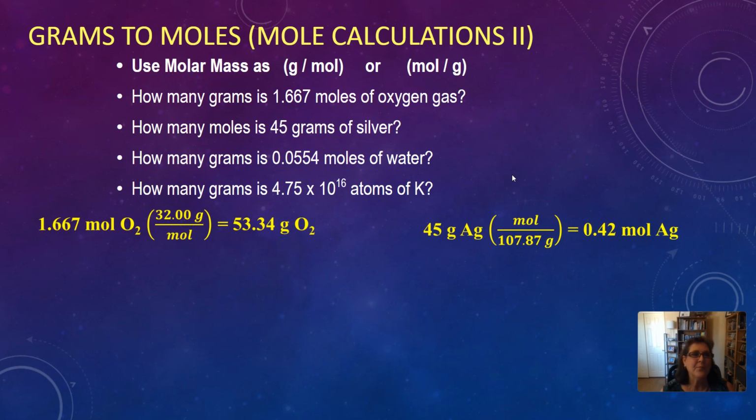Okay, here we go. How many grams is 0.0554 moles of water? So we are given moles of water. So let's start with that, 0.0554 moles. We're going to use molar mass to go to grams. We always use molar mass to go back and forth between grams and moles. Now, because we're starting with moles, in our conversion factor, do we want moles on the top or the bottom? I hope you said on the bottom. So that means the grams are going to be on top.